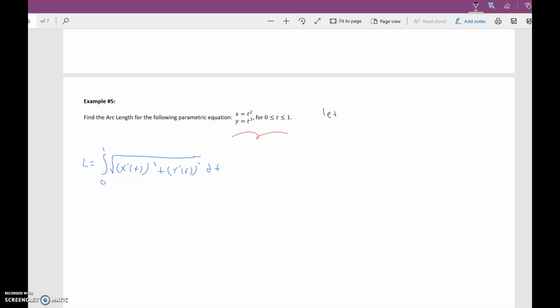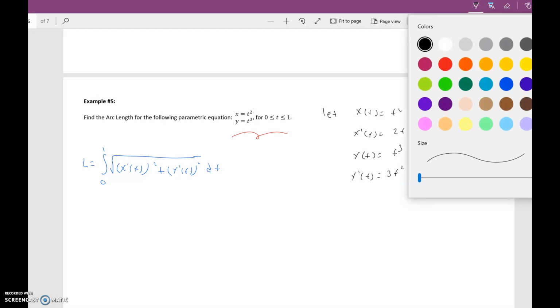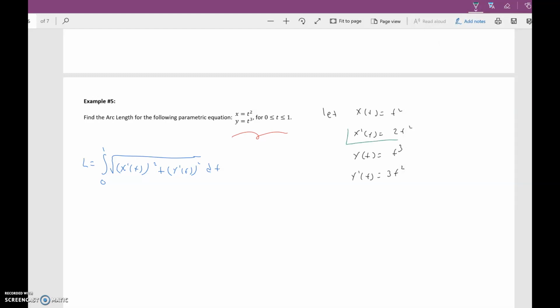So we're just going to let, technically, I'll just leave it as, let x of t is equal to t squared. Then x prime of t is equal to 2t. Then y of t is equal to t to the third, and y prime of t is equal to 3t to the second. So these are the values that we're going to be using and then plugging into the formula.